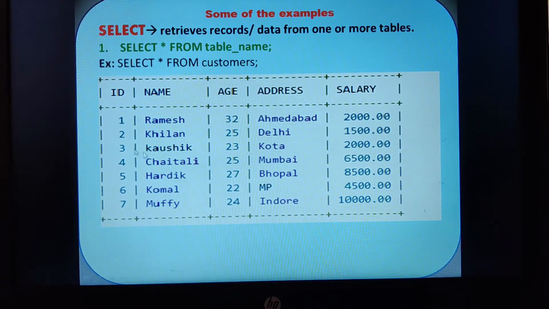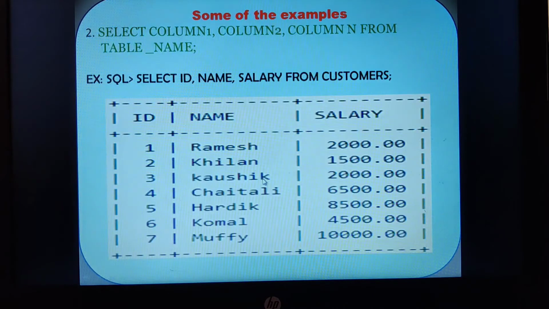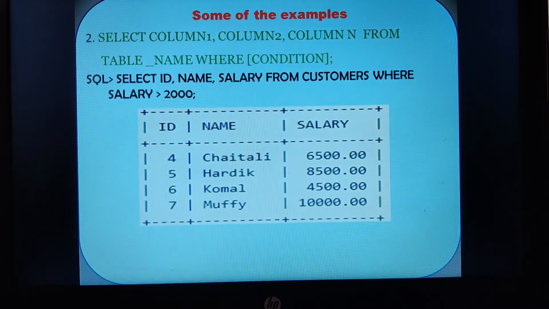And what fields had I given? Again ID, name and salary. Now let us see only those 4 we have selected: Chaitali, Hardik, Komal and Muffy. So based upon the salary, based upon the condition, we are retrieving the records. Now here it might be only select ID, name from customers where salary is greater than 2000. If you give that, only ID and name would be displayed and the salary column would not be displayed. You can have n number of columns.